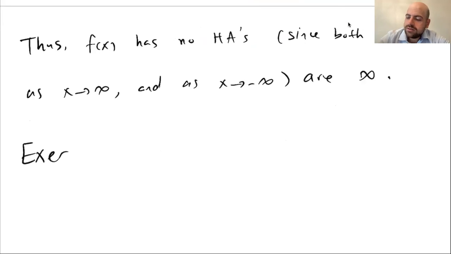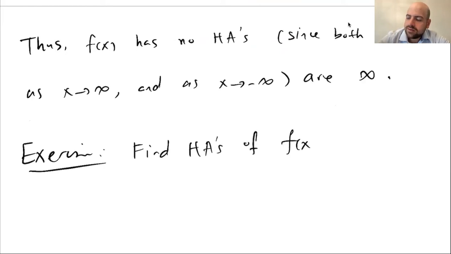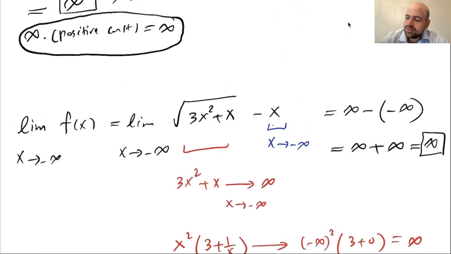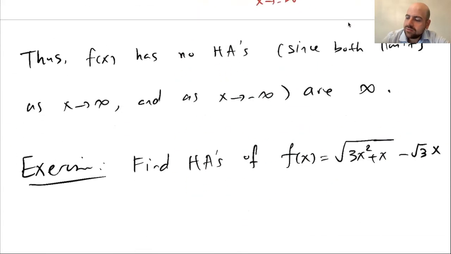And another exercise you can think of later: find horizontal asymptotes of, let's say, f of x equals square root of 3x squared plus x minus √3 times x. Previously we had √(3x squared plus x) minus x. Instead of minus x, we have minus √3 times x, where x is outside of the square root. You will see that for this function, it's very similar, and the calculations will be also similar.